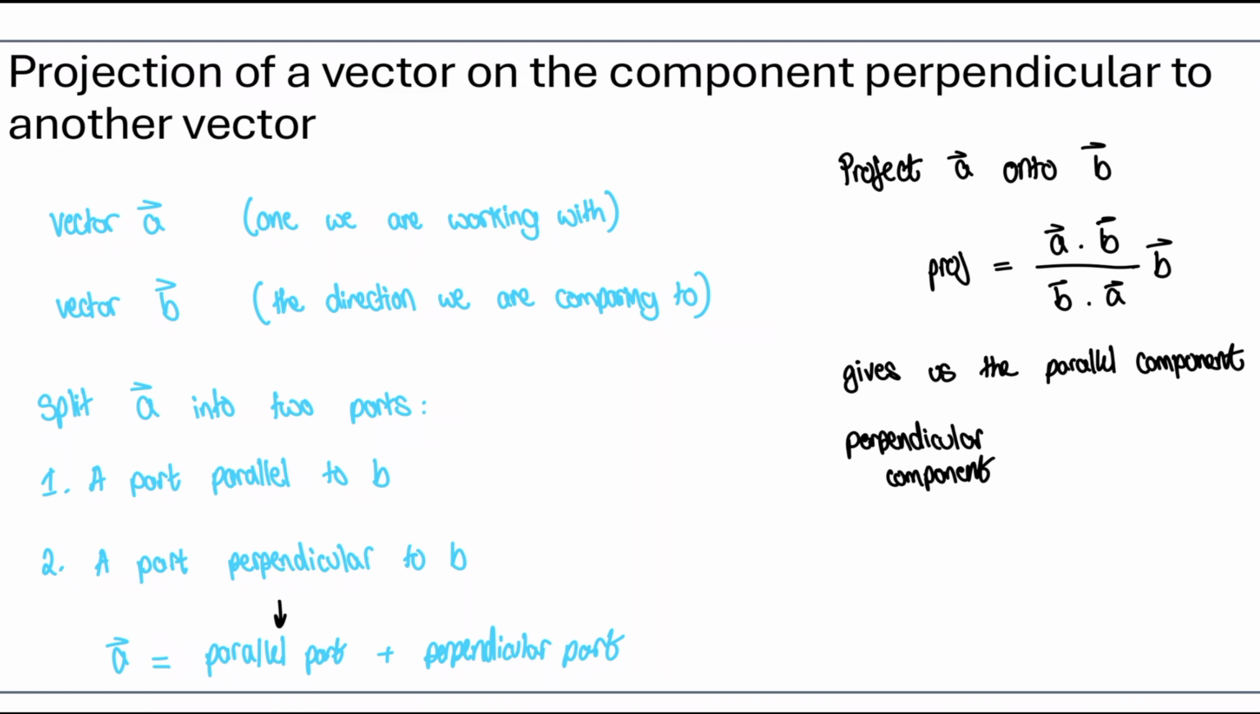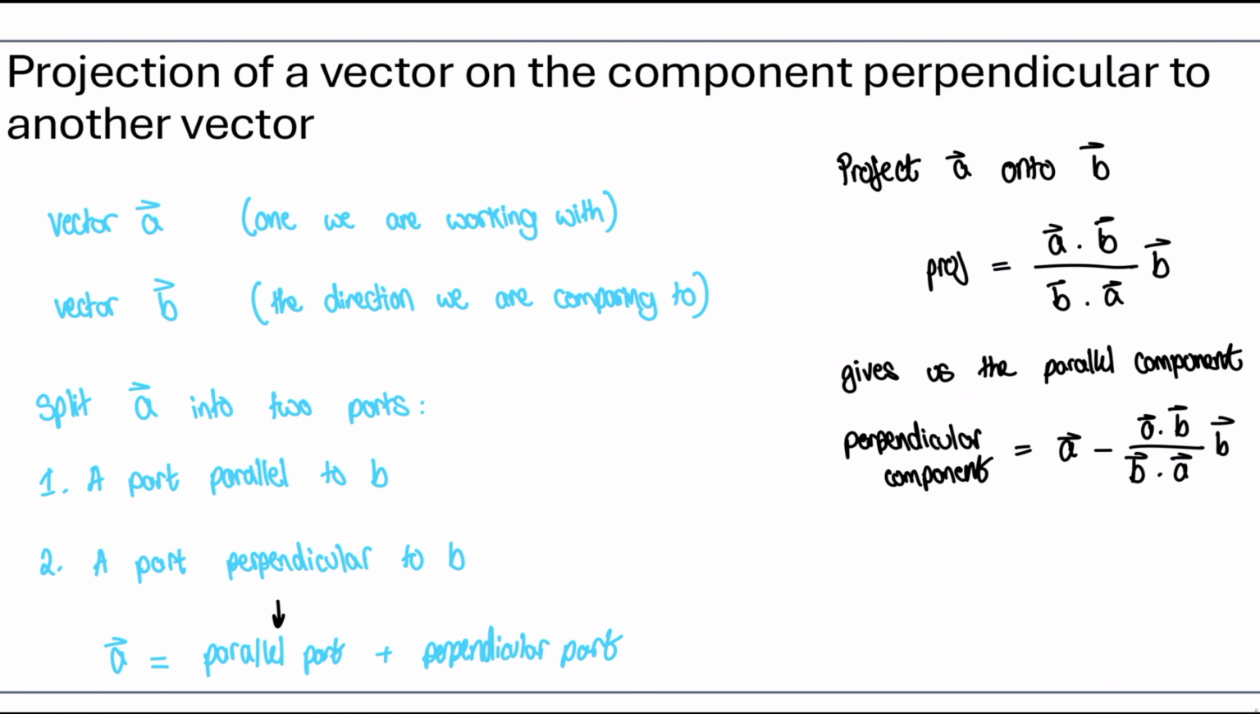If we now wanted the perpendicular component, what we have to do is just rearrange this equation and make the perpendicular part the subject, and so we get the vector A minus the parallel part, which is this. So the final formula for the perpendicular part of the vector A would be equal to A minus A dot B over B dot A, all over the vector B, multiplied by the vector B.